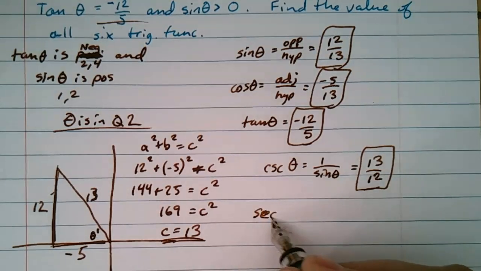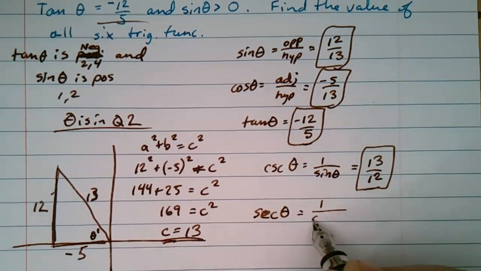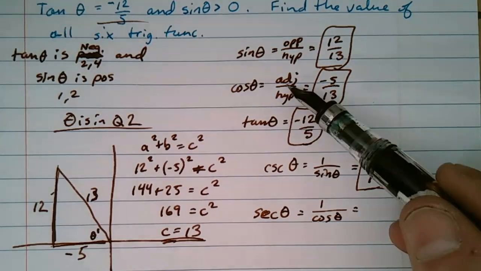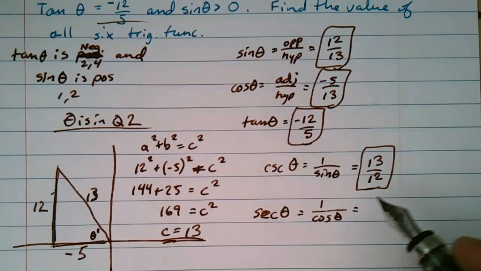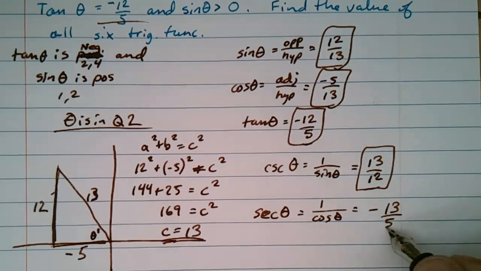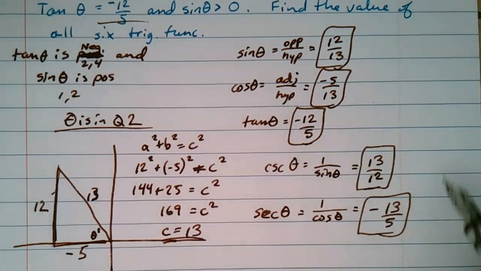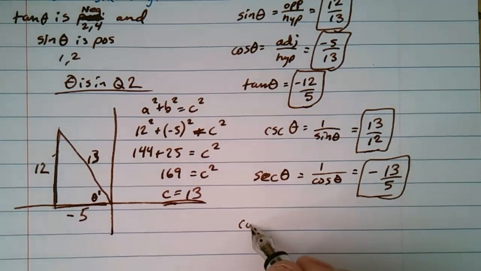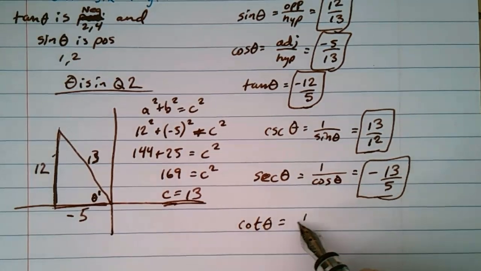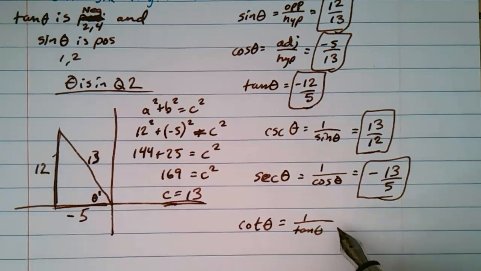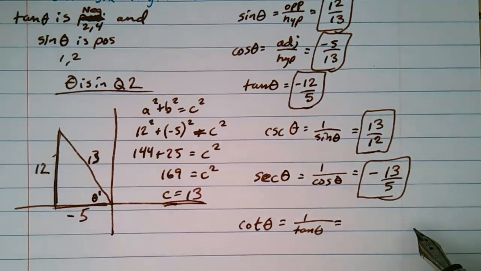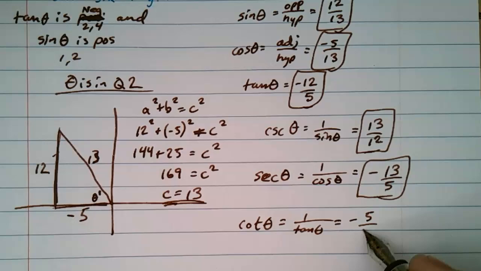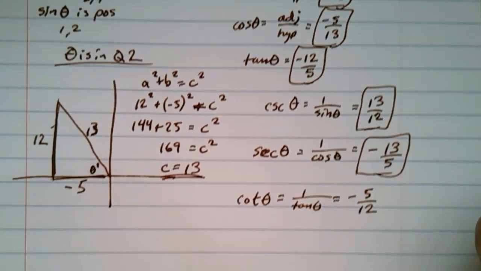Secant of theta is 1 over cosine of theta. 1 over cosine of theta basically says take this and flip it. So flip that. What do you get? Negative 13 over 5. And again, if you flip a negative number, you get a negative number. Okay. And then the last one is cotangent of theta. Cotangent of theta is 1 over tangent of theta. And 1 over tangent of theta means take that answer and flip it. So what do you get? Negative 5 over 12.